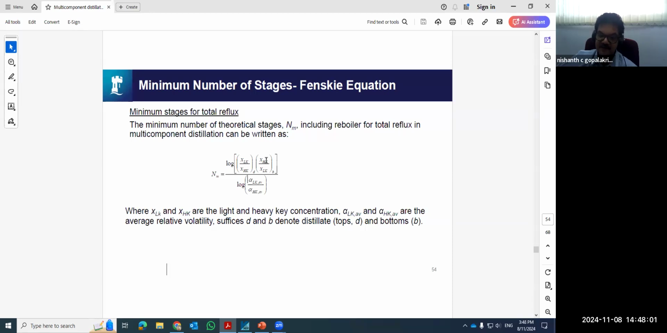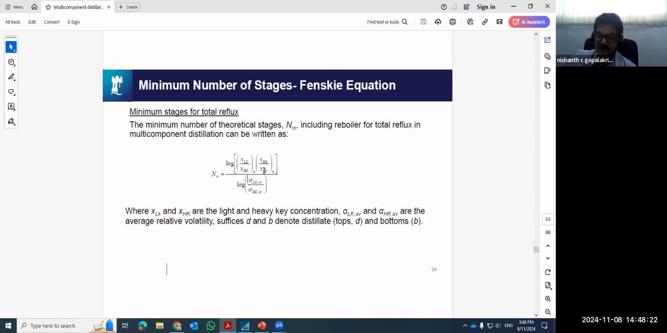Similarly, XHK at the bottom means mole fraction of heavy key at the bottom. If the mole fraction of heavy key at the bottom is high, it means the bottom product has to be pure. If the bottom product has to be pure, that means we need more number of stages to achieve that.